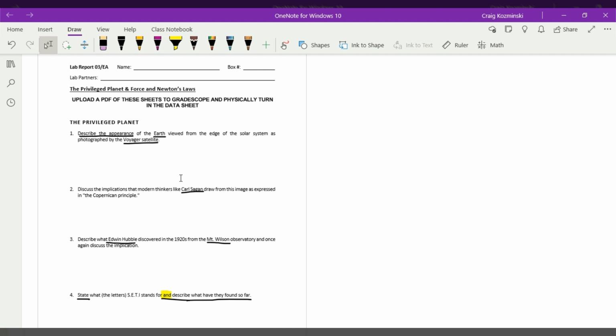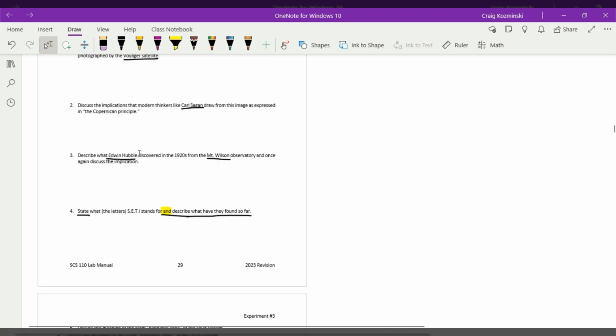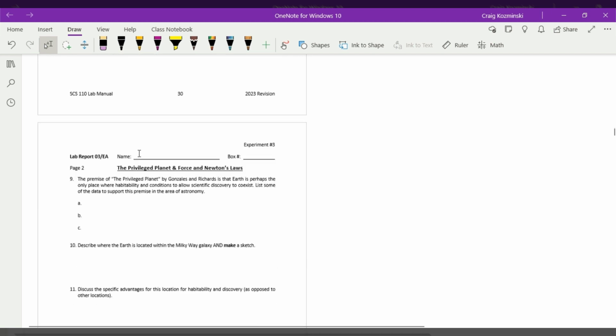For question 1, it says, describe the appearance of the Earth viewed from the edge of the solar system as photographed by the Voyager satellite. Some of these keywords like Voyager satellite and Earth are going to prime my brain to be listening for that information during the film. Same for question number 2. Describe the implications that modern thinkers like Carl Sagan draw from this image. Automatically I'm going to be listening for the name Carl Sagan during the video in an attempt to best answer these questions.